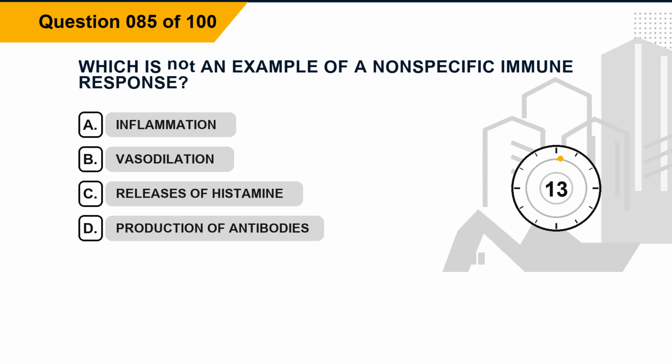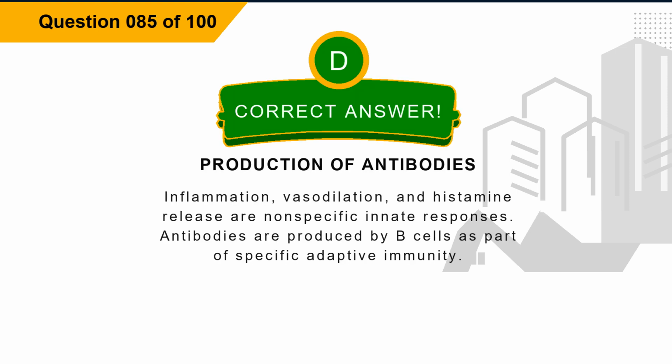Question 85. Which is not an example of a nonspecific immune response? Option A, inflammation. Option B, vasodilation. Option C, release of histamine. Option D, production of antibodies. The correct answer is option D, production of antibodies.